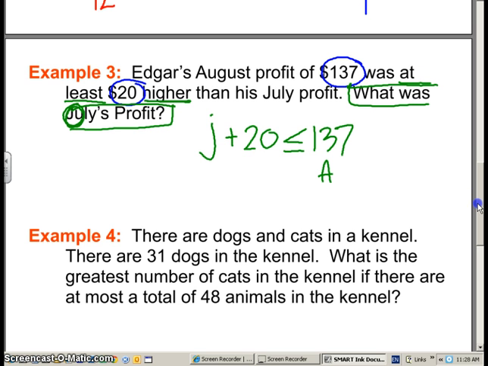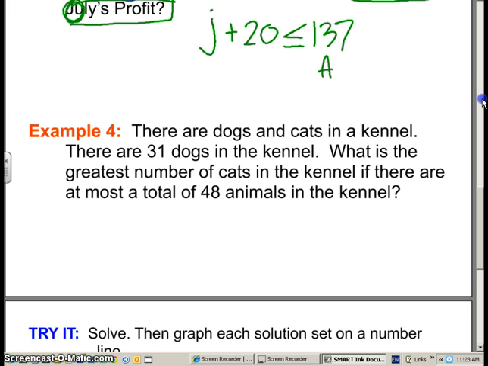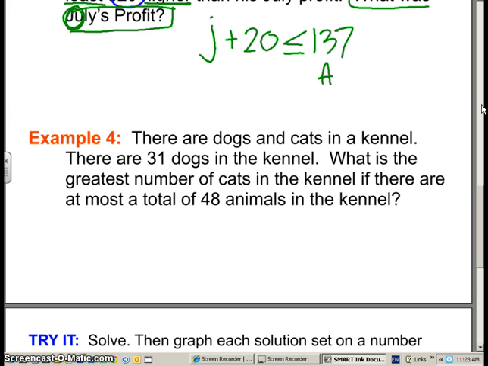Then take a look at example 4. There are dogs and cats in a kennel. There are 31 dogs in the kennel. What is the greatest number of cats in the kennel if there are at most a total of 48 animals in the kennel? Go through and circle some important numbers. Do you see any words that signify an inequality? Hopefully at most.